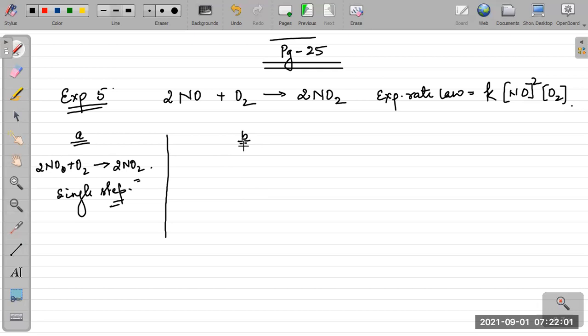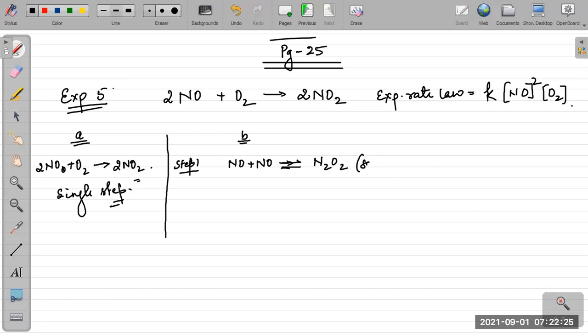ठीक है, सिंगल स्टेप। दूसरा वाला जो होता है that is a two step reaction where step one is something like this: NO and NO react with each other to form N2O2.